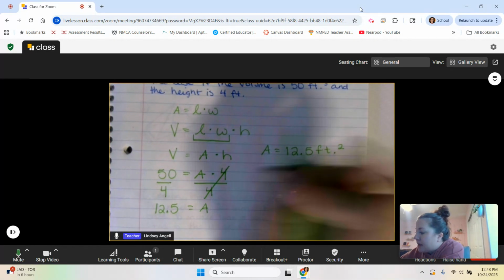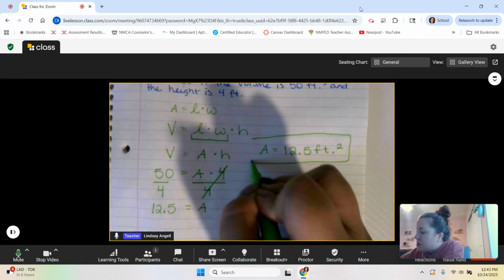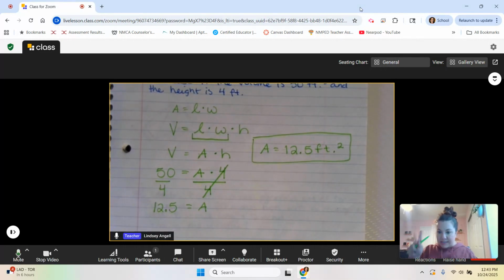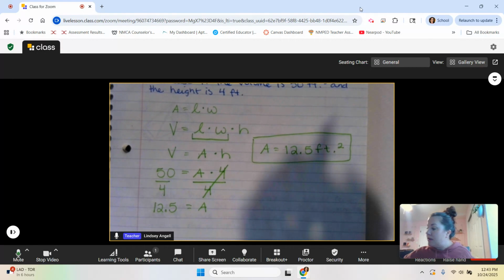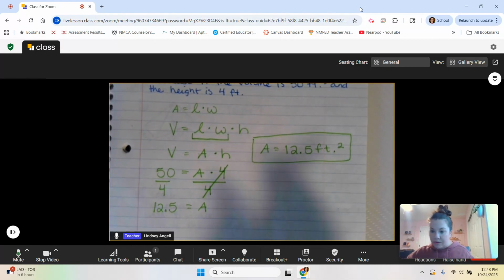And since it's area, that's a two-dimensional attribute, right? Length times width, that's two things. So it's feet squared, all right? And that's it. That's what you're doing today.